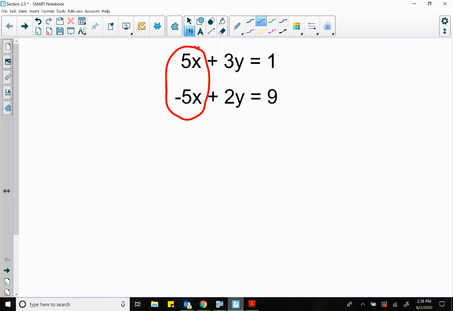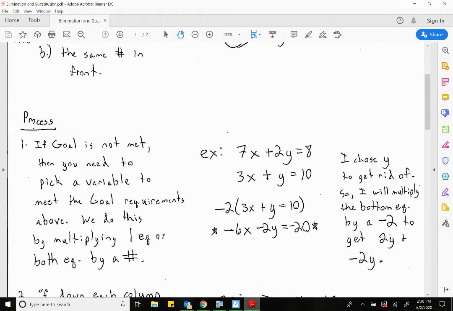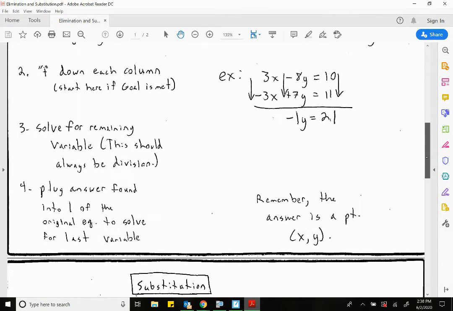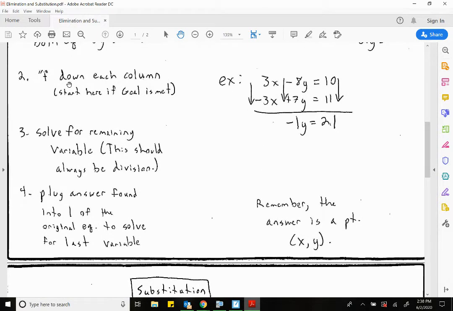So let's start with this guy. Since the goal is met, we're going to skip step 1. We're going to start at step 2. Step 2 says add down each column. We start here if the goal is met. So we're just going to add down.